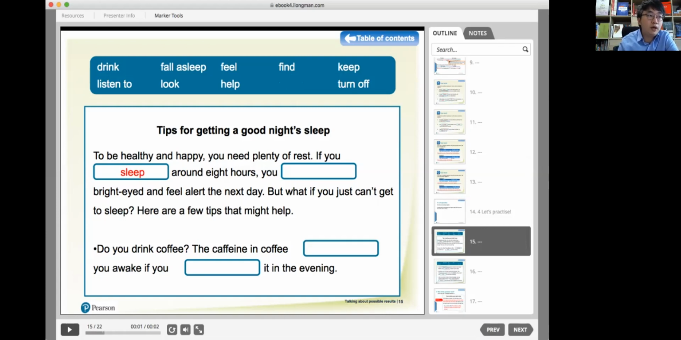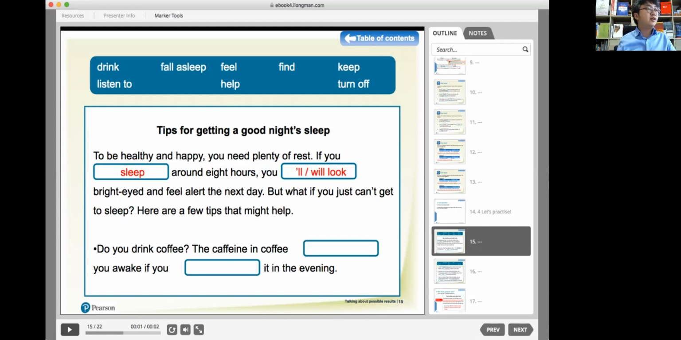All right, and then for the main clause, we use future tense. You will look bright-eyed. I don't look bright-eyed, right? But if you sleep around 8 hours, you look bright-eyed and feel alert, like a dog. Feel alert the next day.